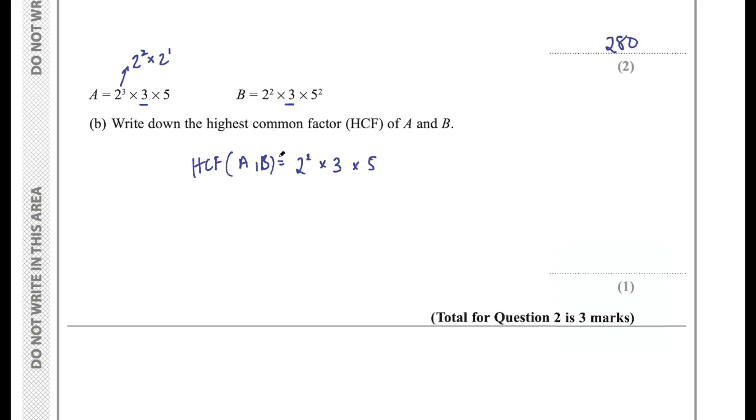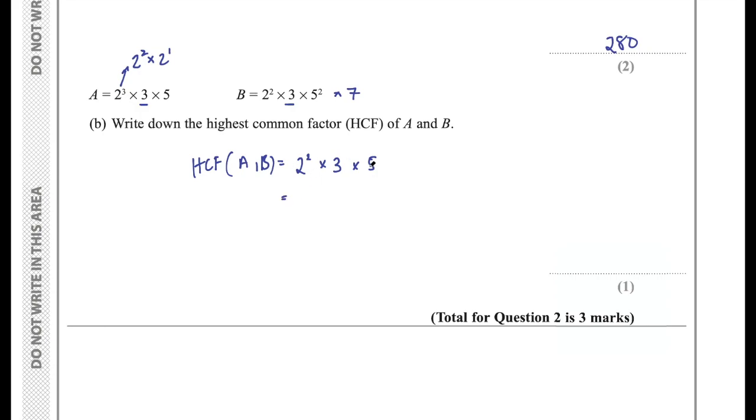So this is kind of like the opposite of the lowest common multiple. In this case, the one with the lowest power gets in, as long as it belongs to both numbers. If we had a multiplied by 7 here, because it's not in A, we would not have that 7 in this highest common factor.